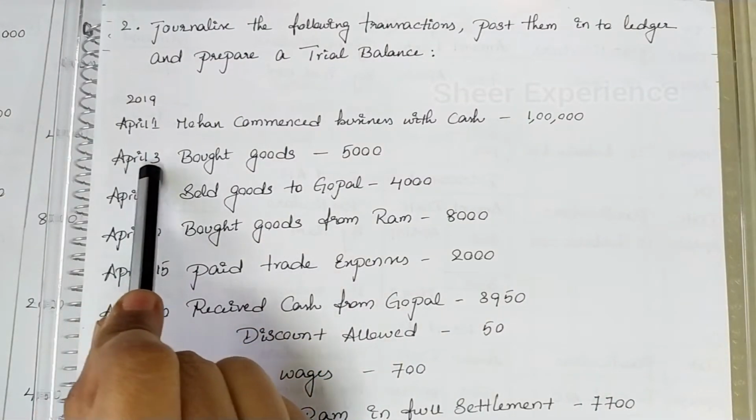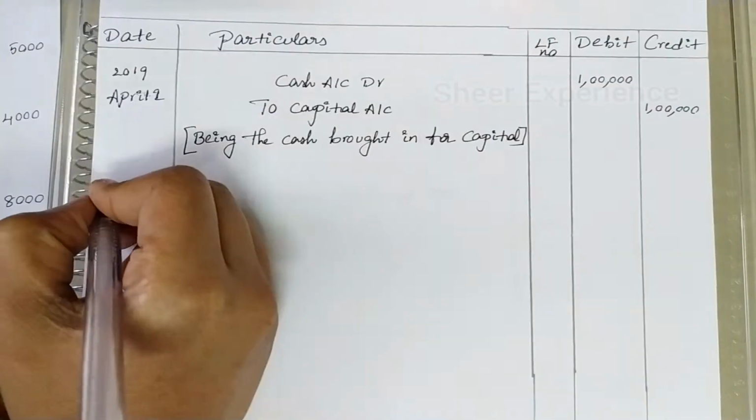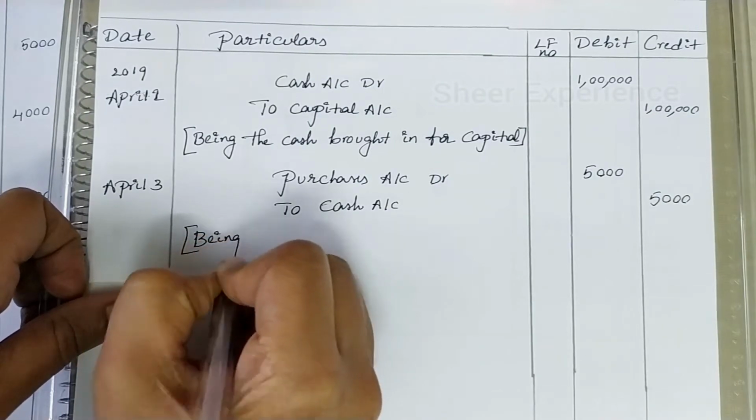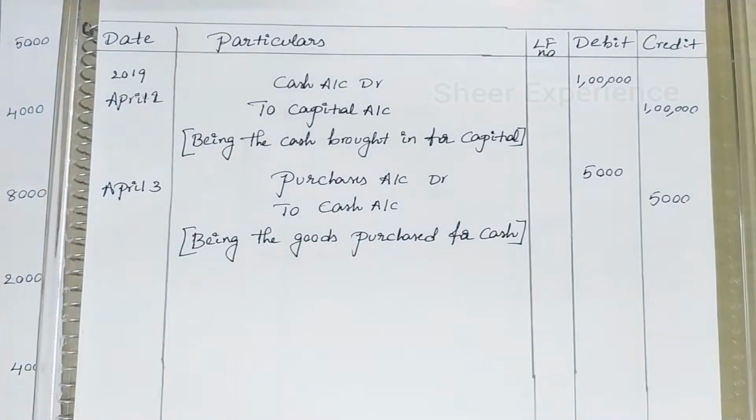Our next transaction is bought goods 5,000. The journal entry is purchase account debtor to cash account. Here purchase is an expense. Purchase comes under nominal account. The rule for nominal account is debit all expenses and losses. So we are debiting purchases. And crediting to cash because cash comes under real account. The rule for real account is debit what comes in and credit what goes out. Here cash is going out. So we are crediting cash account.